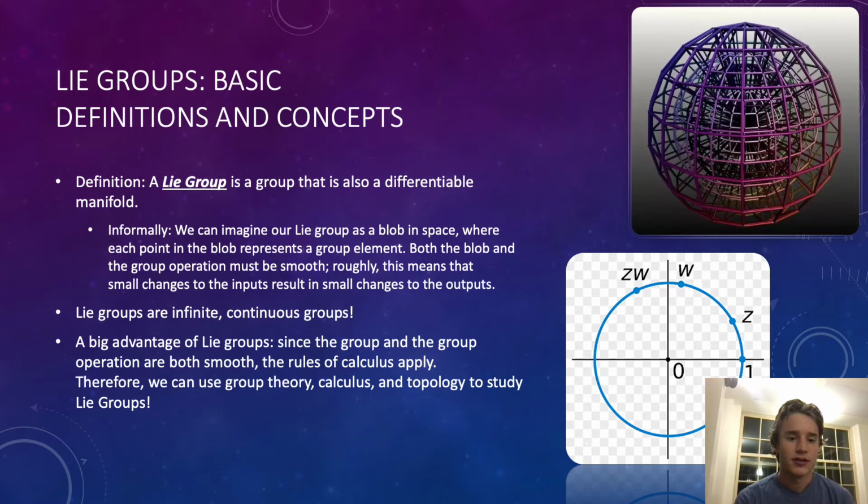And also the group operation must be smooth. So this means that small changes to the inputs result in small changes to the outputs. And that's what differentiable means, as we all know from calculus. Because they're all smooth, Lie groups are infinite continuous groups. And a big advantage of Lie groups is that we can apply calculus in addition to our other group theory tools. And also, since they can be represented as points on a manifold, we can also study them with topology.